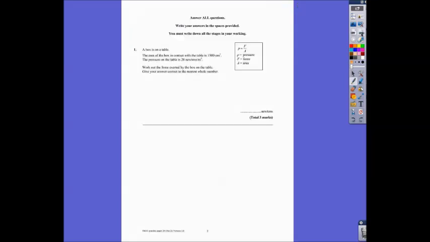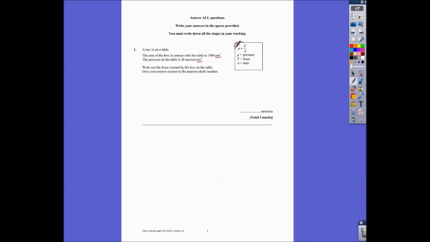Question 1. A box is on a table. The area of the box in contact with the table is 1,500 centimetres squared. The pressure on the table is 28 newtons per metre squared. So the first thing we need to notice is that they are different. Work out the force exerted by the box on the table. Give your answer to the nearest whole number.